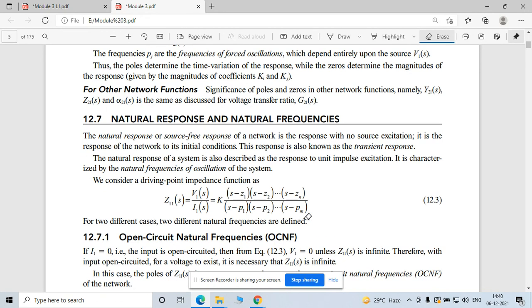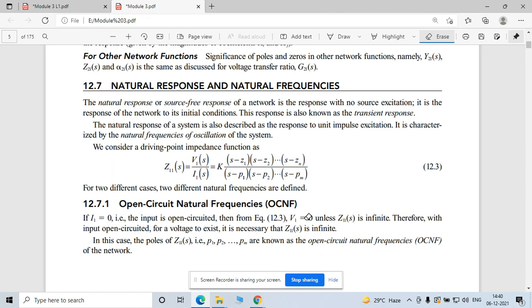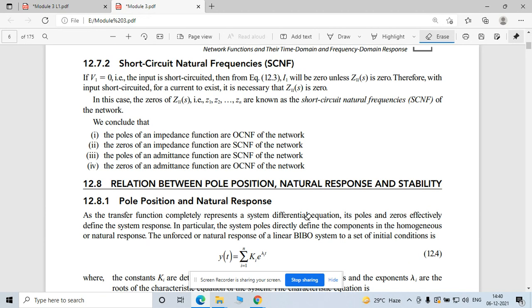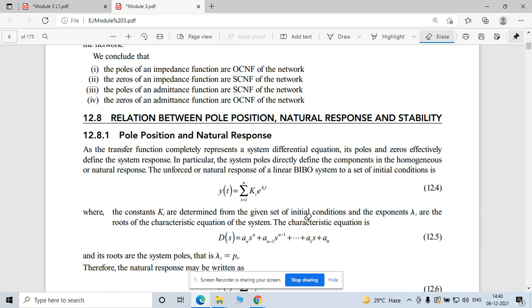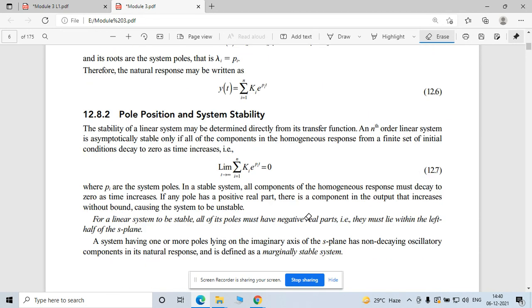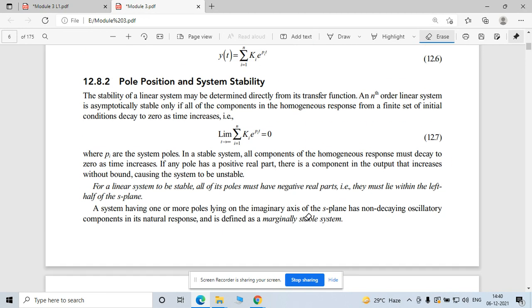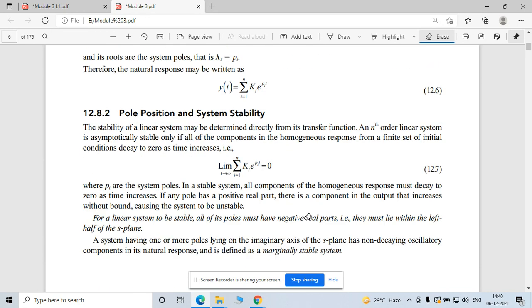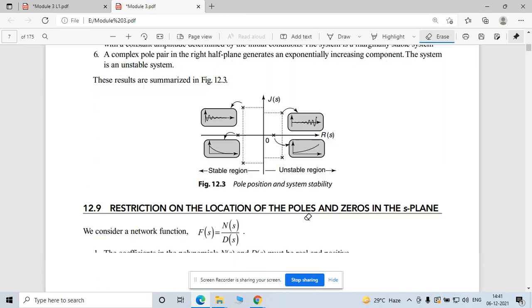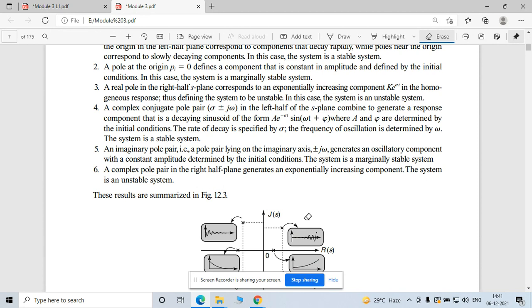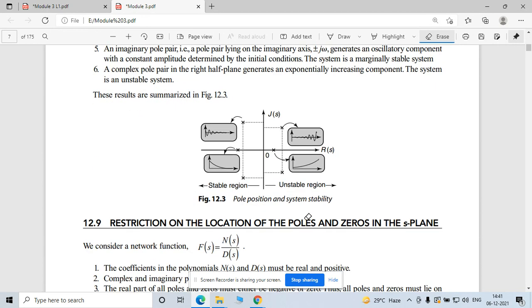So okay, this is a simple thing and might not be so important, but you can read it out if you want. Relation between pole position and the stability of the system, this is important, right? So this is all about theory, you can read it out. I simply conclude this stability criteria. Okay, you can read all these theoretical points. Now this is a conclusion, right?